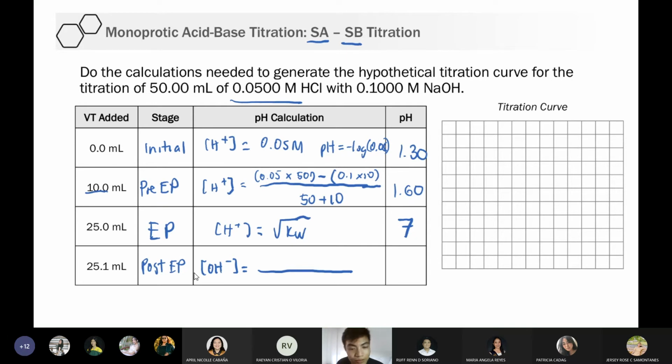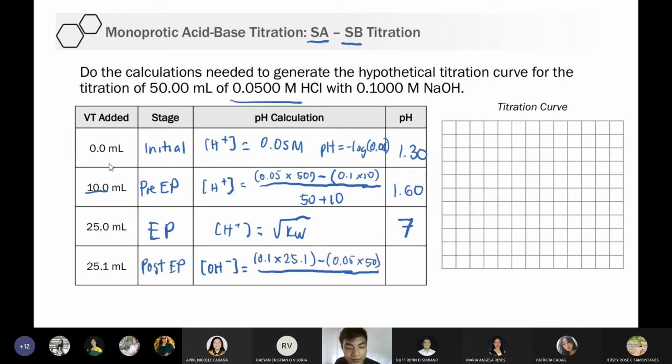Dito, again, post-equivalence point, OH, meron tayo. So, sobra tayo ng base. So, we can write this as MT VT. Ay, ipa-plug in ko na nga pala. Plug in na natin. Alam na natin equation dyan eh. So, MT 0.1 times, ano na yung volume ng titrant? Sabi sa table, 25.1. Minus molarity ng analyte, 0.05 times 50 ml.